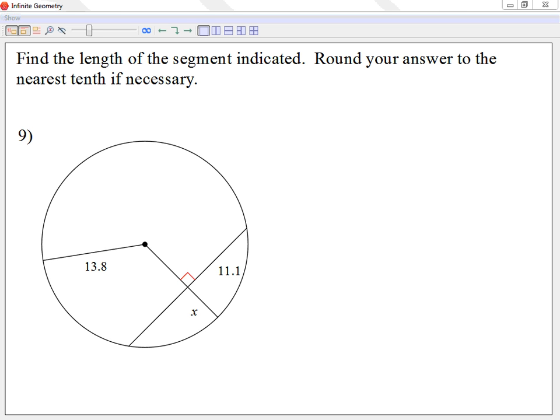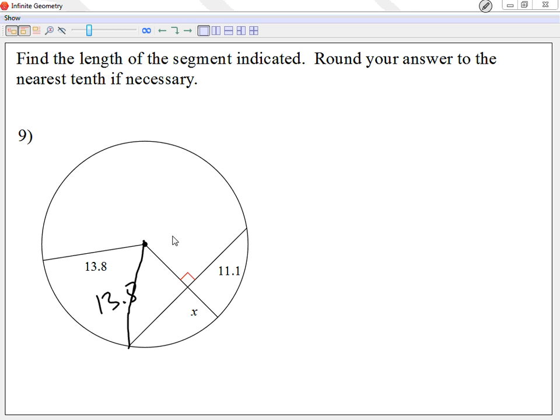Once again, the triangle in number 9 is not quite complete, so I'm going to complete it by drawing that little segment there. I know that segment is actually the radius, right? Because I started at the center, and I know the length of the radius is 13.8.